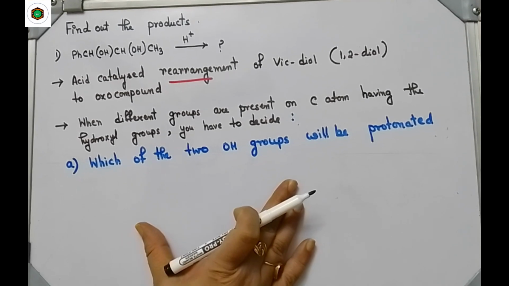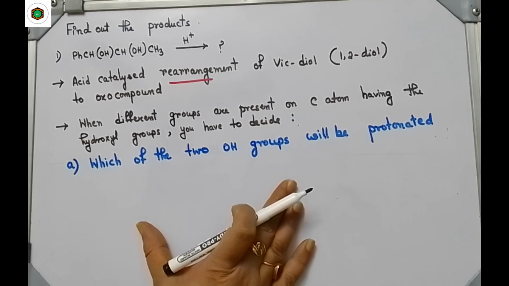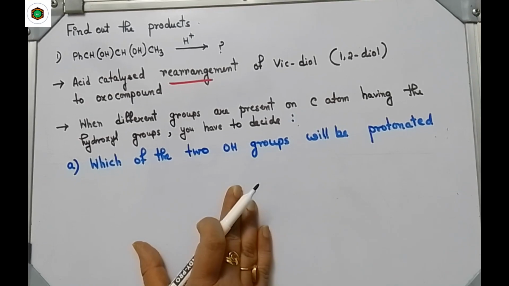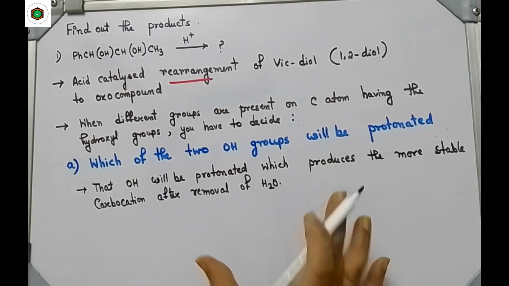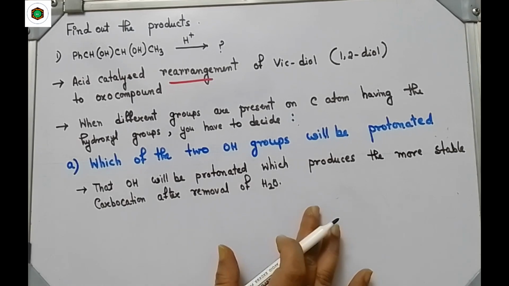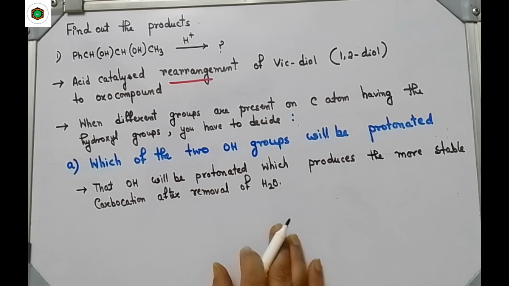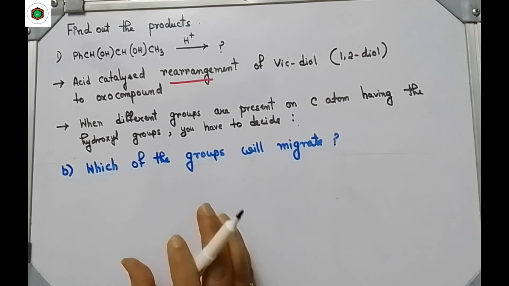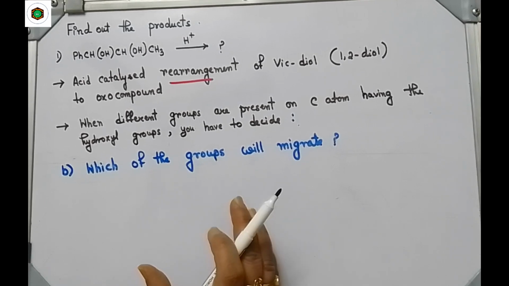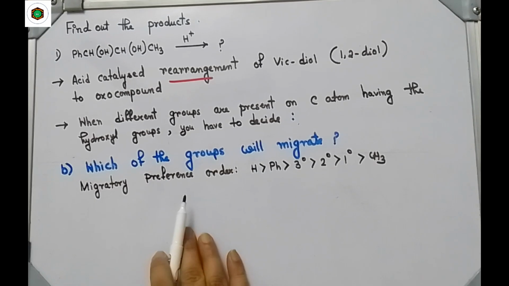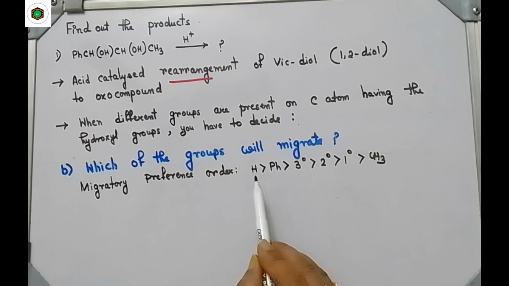Now when different groups are present on carbon atom having the hydroxyl groups, you have to decide which of the two OH groups will be protonated. Remember, you have to protonate that OH which produces the more stable carbocation after removal of water. Another thing you have to remember is which of the groups will migrate. Migratory preference or migratory aptitude order is this one.